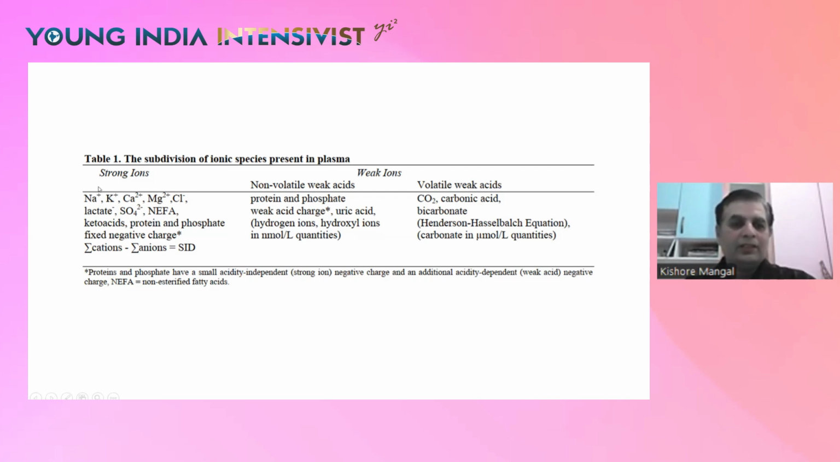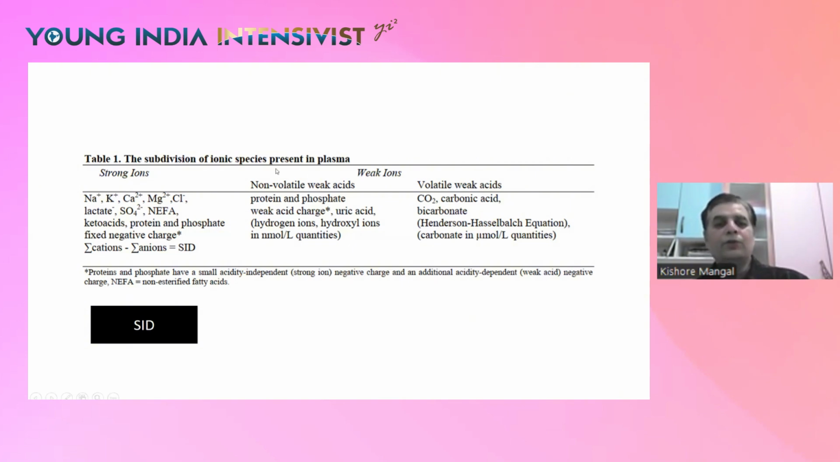Okay, so if we see here, we have three different ions: strong ions, non-volatile weak acids, and volatile weak acids. So strong ions have cations as well as anions. Mainly the anions are chloride and lactate. And the difference between the strong cations, that is sodium, potassium, calcium, magnesium, and the strong anions, chloride and lactate, which are the predominant ones, is called SID, which is the strong ion difference.